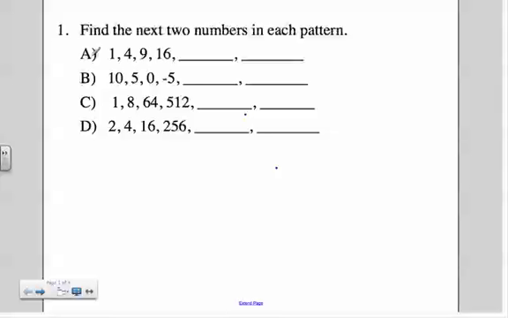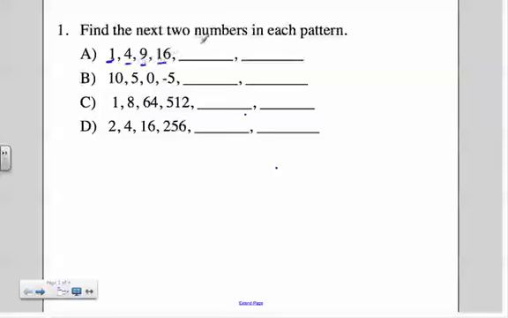So looking at the answers to the extra practice for this first section on sequences, question number 1 says find the next two numbers in each pattern. So we're literally just going to look for a pattern and see if we can continue it going. So if I look at the first sequence, I have 1, 4, 9, 16.